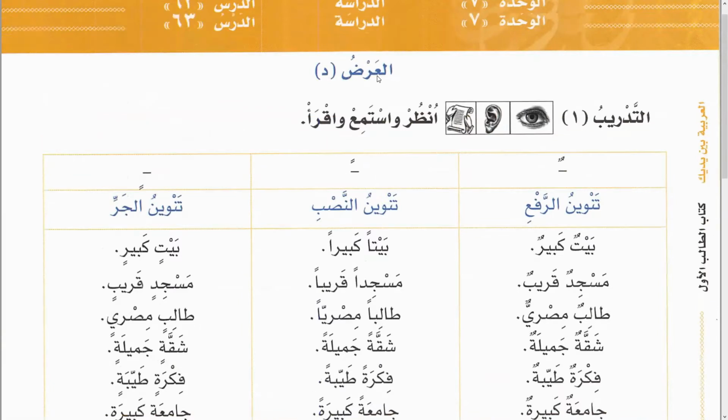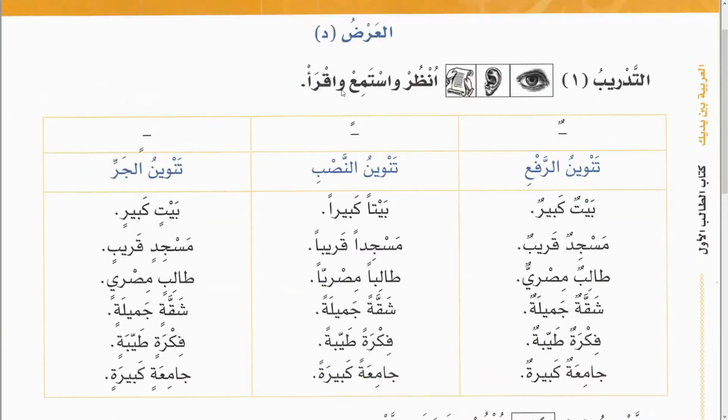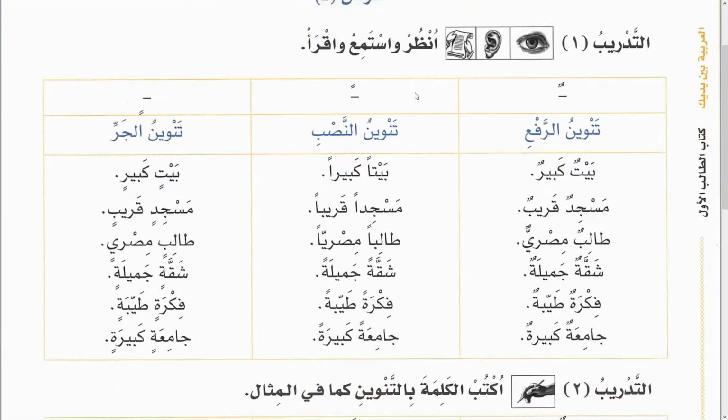Al-Arf, the display, unzur wa sama' wa aqra. So there are three types of tanween, right? And the word which has dhamma, one dhamma or two dhammas, is called marfu'. Which has a nasb is called mansub, and which has a jar, that is the kasra, is called majroor.